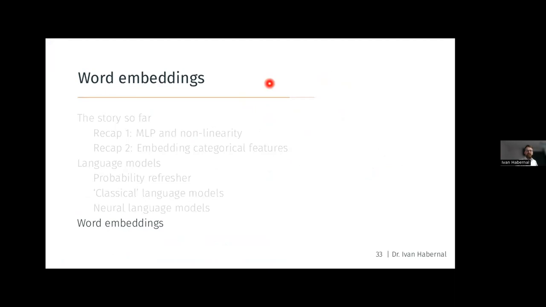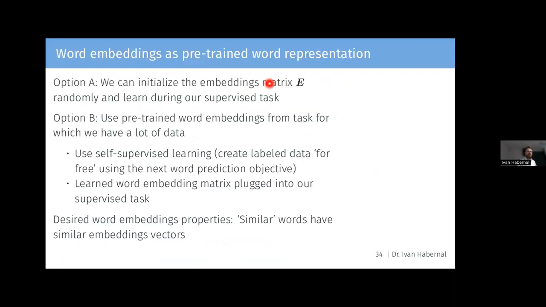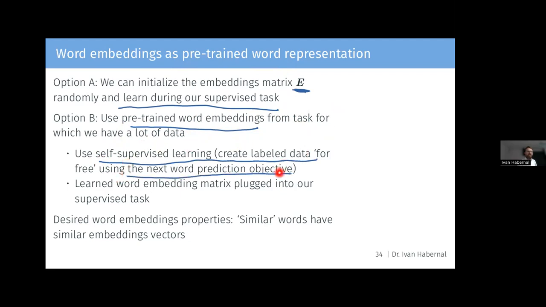Which brings me almost to the end of this lecture. So the word embeddings: option A, we can initialize the embeddings matrix E randomly and learn it during our supervised task. So you can learn it from scratch. Or we have some pre-trained word embeddings from other tasks, maybe tasks for which we have a lot of data, like language modeling. For example, we can use self-supervised learning, where we create labeled data for free using the next word prediction objective. And we plug our word embedding matrix into our supervised task.